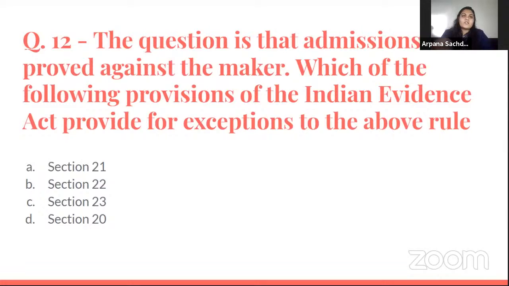So the next question is question number 12. The question says that admissions are proved against the maker. Which of the following provisions of the Indian Evidence Act provide for exceptions to the above rule? Section 21, Section 22, Section 23, or Section 20?